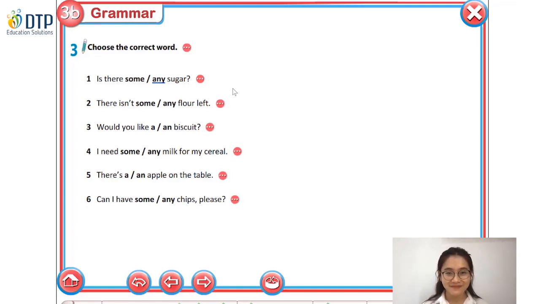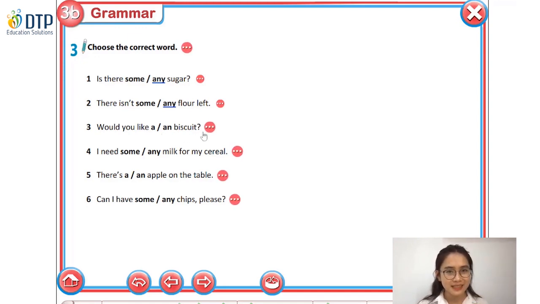Now, are you ready? Let's check your answers. Number 2, we have flower. So flower is an uncountable noun. Number 2, this is a negative sentence, right? So which one should we choose? Some or any? Yes, you're correct. We use any in negative sentence. So the right answer is any. Perfect. Yes. Now number 3.